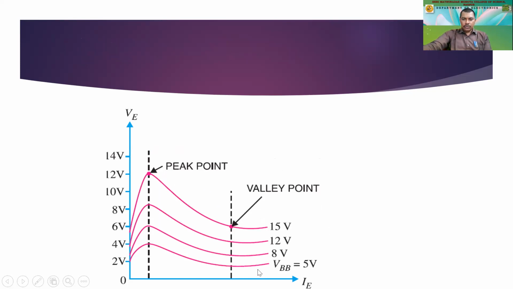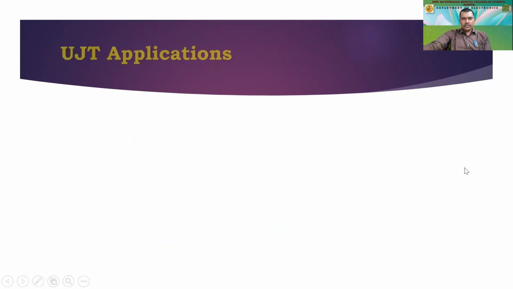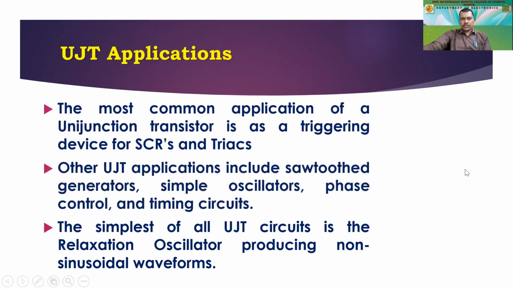As you change the voltages, you are able to see the emitter current also increase. If you have a low voltage across B2 and B1, then we'll have this graph. If you have a high voltage like 15 volts across B2 and B1, then we might have a high peak point, around 12 volts, and the valley point will come around 6 to 7 volts. So this is another graph. These are UJT characteristics.